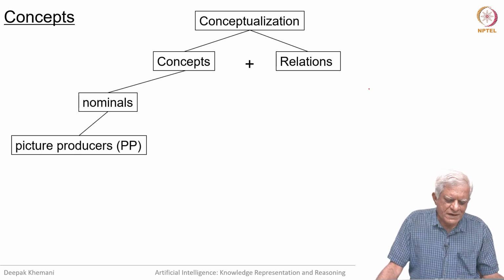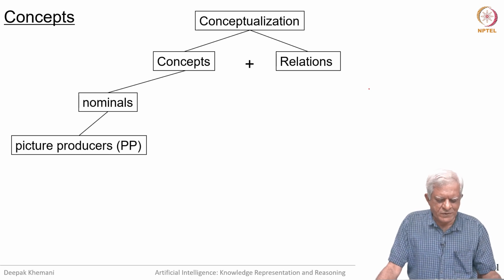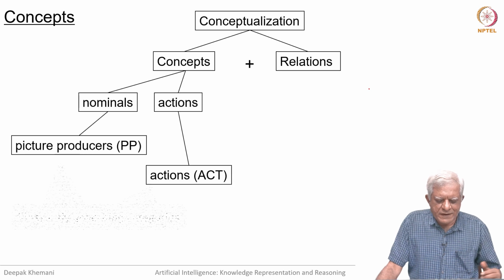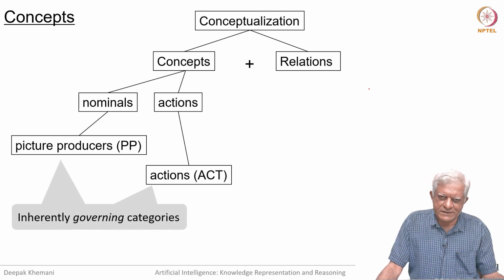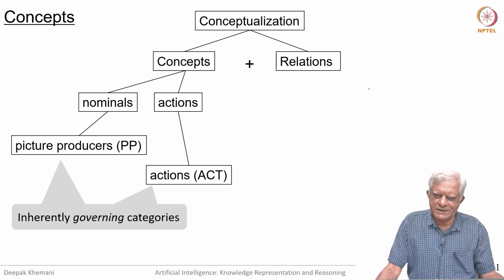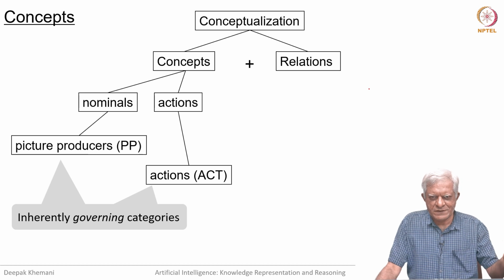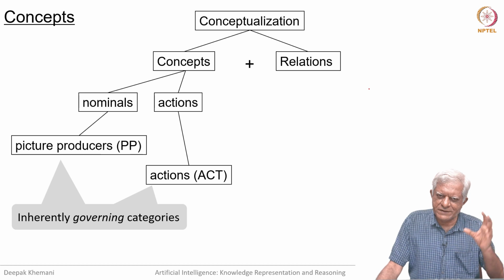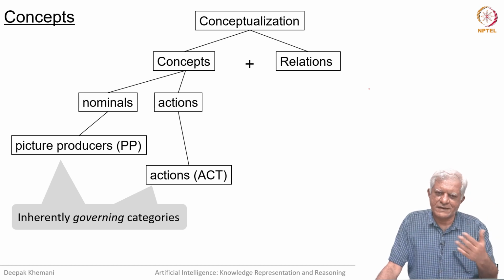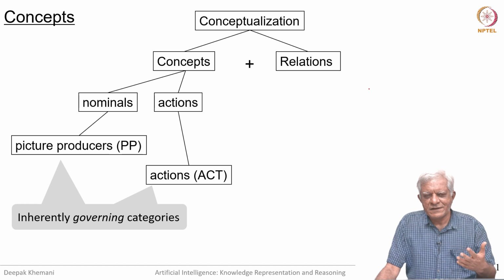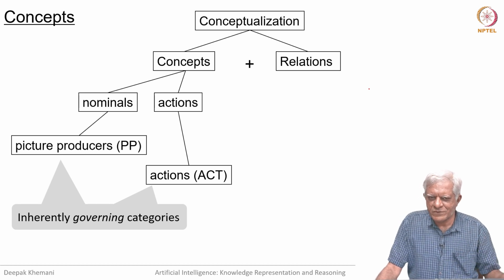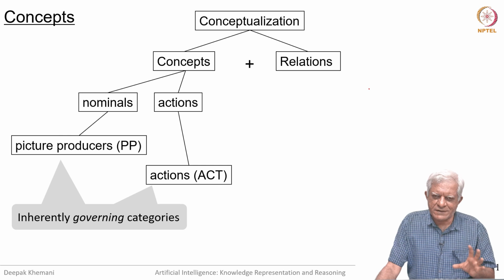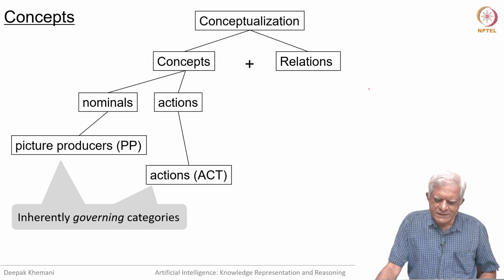So, concepts are made up of something called nominals or noun phrases, which they called picture producers, and actions, which they call acts. Now, these are inherently governing categories of language in the sense that they can stand by themselves. If I talk about an individual Peter, then I can understand the concept that I am talking about a person. If I talk about an action called rowing, for example, then I know that I am talking about somebody rowing a boat and stuff like that. So, they can stand by themselves.